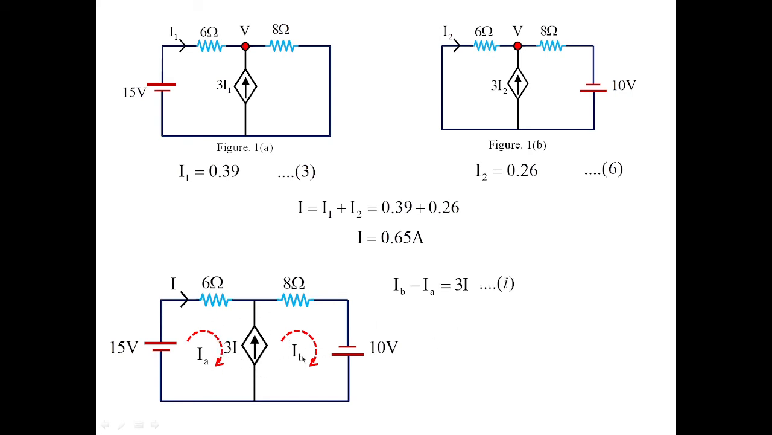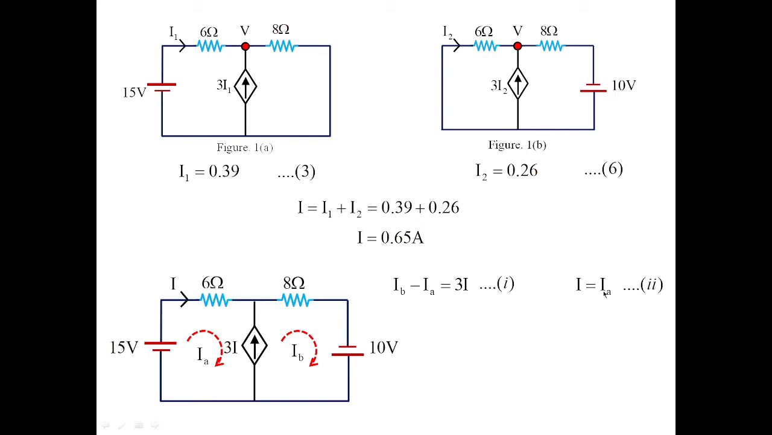So I'll write first IB minus IA equal to 3I, because the 3I direction and the IB direction are the same, whereas IA is acting opposite to 3I. So we are considering this as one equation. And you can see here IA is equivalent to I. I is the branch current, IA is the loop current. Both are flowing in the same direction in this particular loop. So you can take the value of I equal to IA.